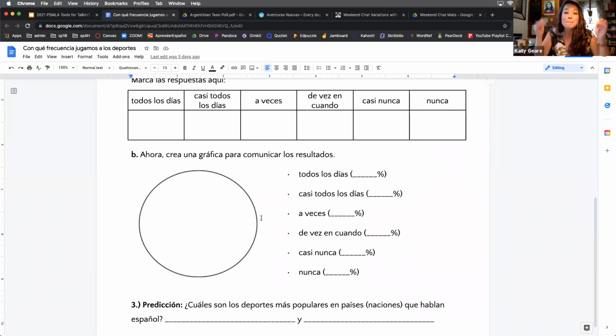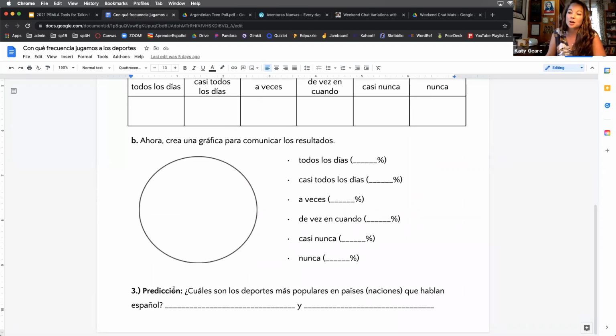I had a kid make a bar graph in this circle one time. I was like, points for creativity, you know, just gonna march to the beat of her own drummer no matter what. But anyway, so we do a little bit of math, not my favorite thing in the world. But they make their little pie chart, and then they make a prediction of which sports they think are going to be most popular in Spanish speaking countries. And then that kind of kicks us off.